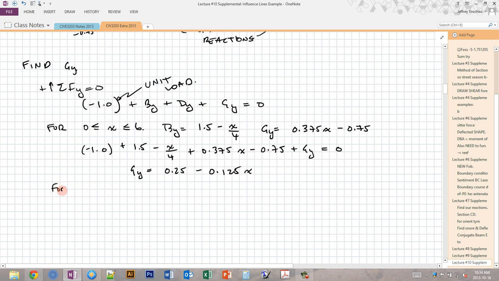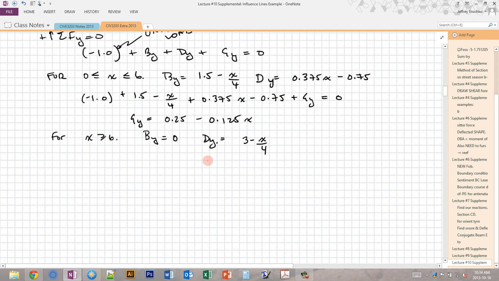And we do the same thing for x greater than or equal to 6. And we recall that by is 0 for that range, and dy is equal to 3 minus x over 4. Oh, and I'm sorry, up here, this should be dy, not gy. We're trying to solve for gy. So this is dy, which is what we solved in the previous step. So if I solve that, then I get gy is equal to 0.25x minus 2.